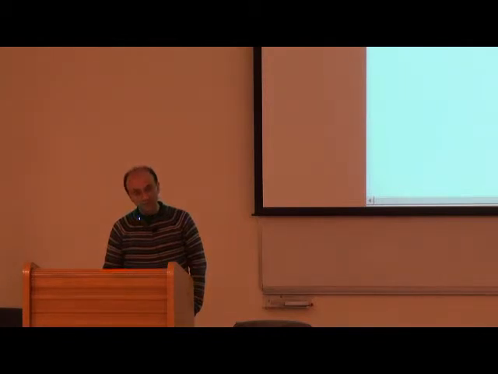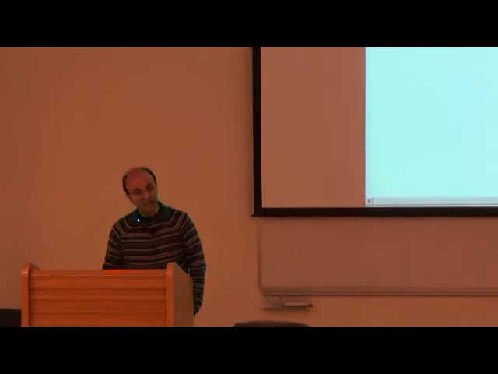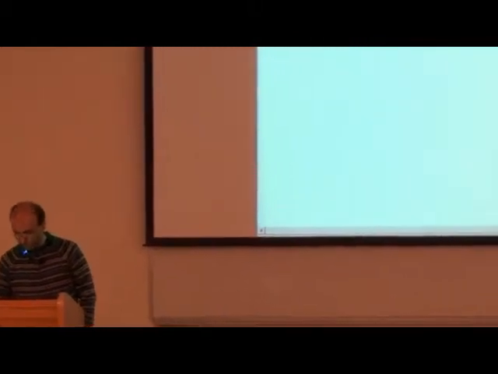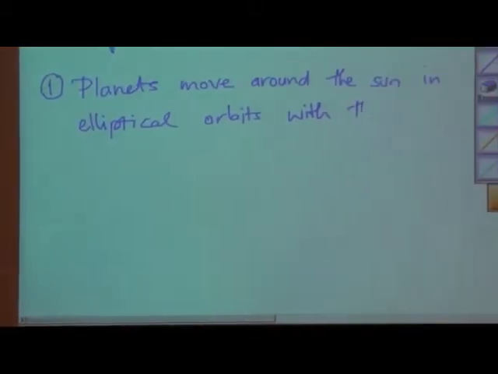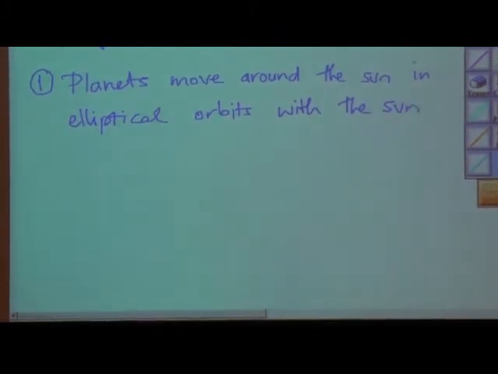Now, the first law of Kepler states that planets move around the sun in elliptical orbits with the sun at one of the foci of the ellipse.